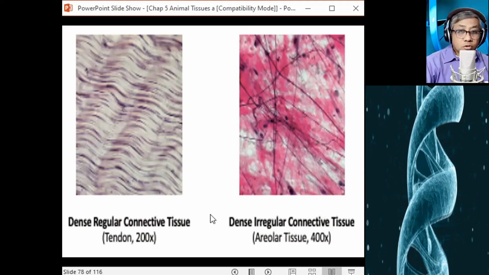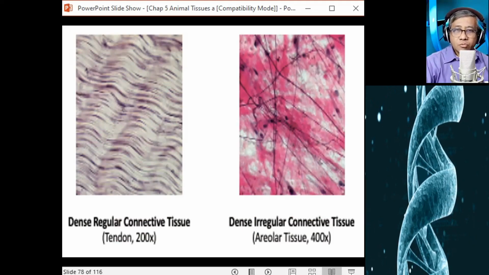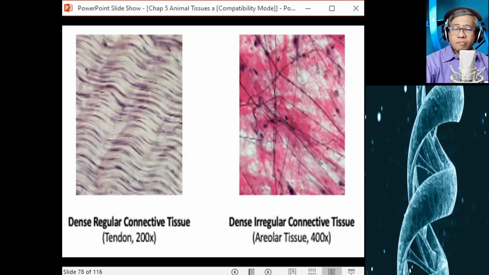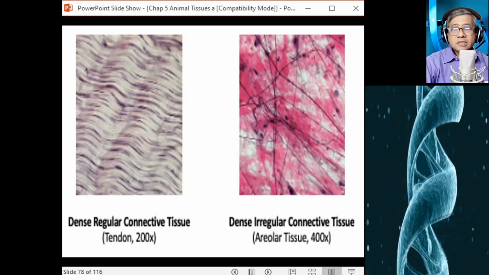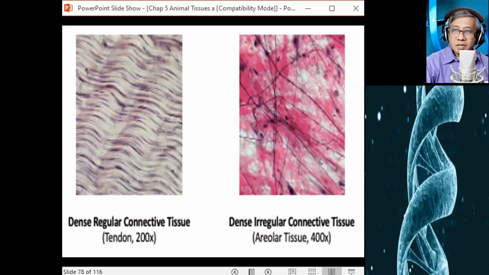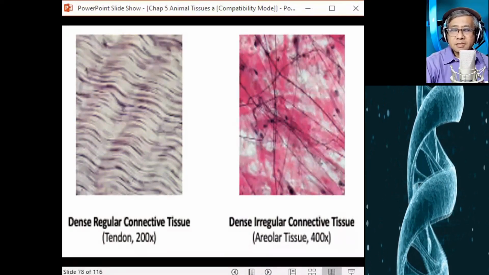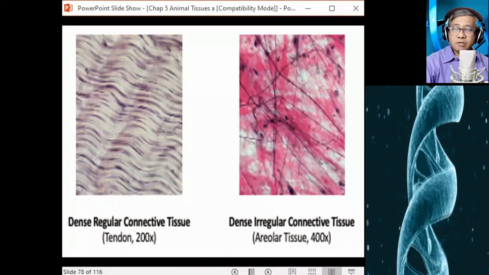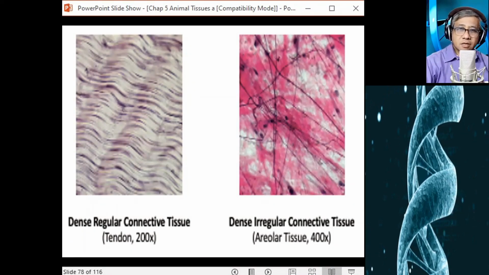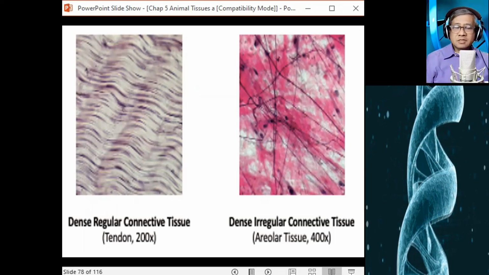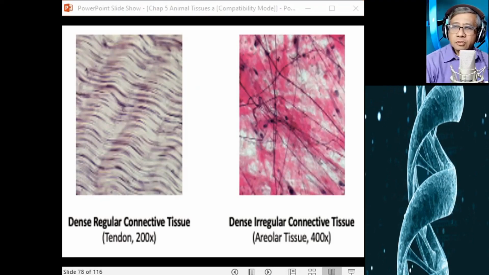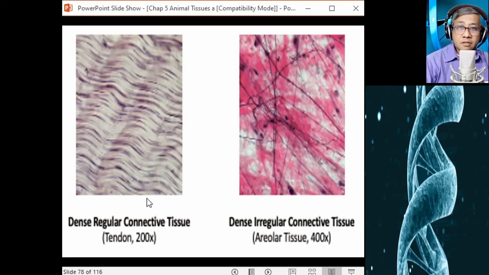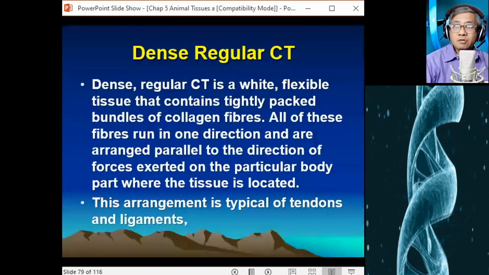So, there are two types of dense connective tissue. We have dense regular and dense irregular. One good example of dense irregular is the dermis of the skin. Okay, alam niyo yung dermis, di ba? So yung dermis is a type of dense irregular connective tissue. Yung dense regular, those are the tendons and ligaments. Alright, so let us now go into the details of these two types of dense connective tissue, starting with dense regular.